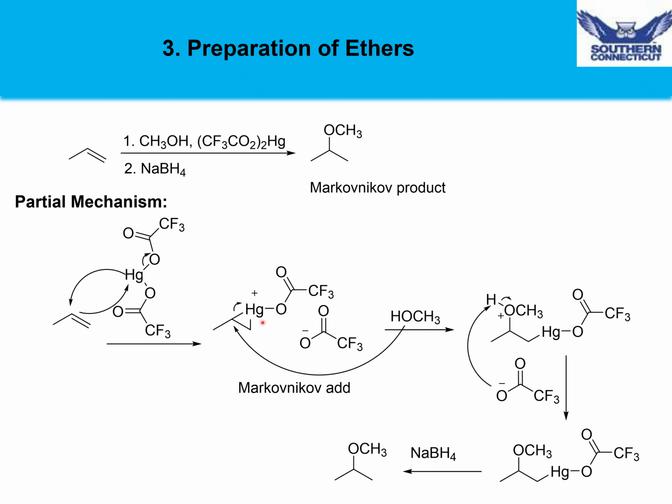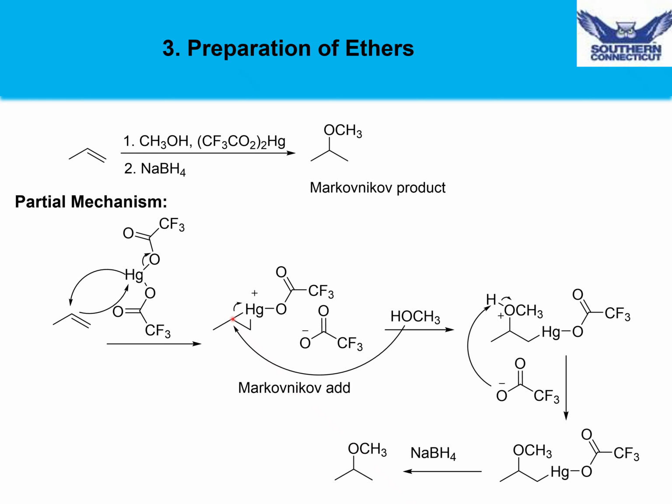Notice we have seen this before. So this is a three-member ring with mercury as part of the ring, and mercury has a positive charge. It's a very electrophilic ring, so methanol, which is not the best nucleophile, will attack one of these two carbons. Usually it attacks the more substituted carbon.